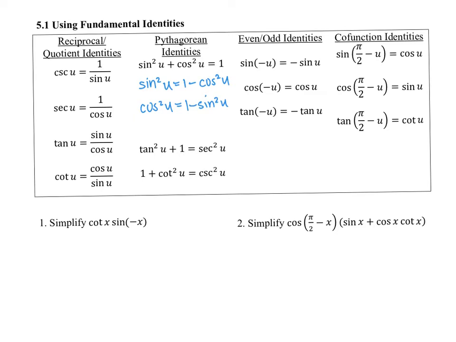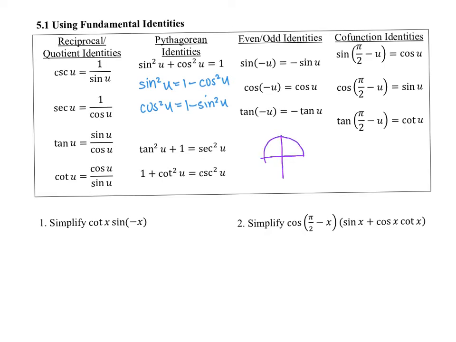The next two Pythagorean identities, remember, are derived from the original. So if I start with the original one and I divide everything by cosine squared, I end up with tangent squared, 1, secant squared. And if I go back to the original one and I divide everything by sine squared, I get 1, cotangent squared, cosecant squared. These are the ones we are already familiar with. Now we have the even odd identities, which we have thought about, but we haven't formalized them as identities.